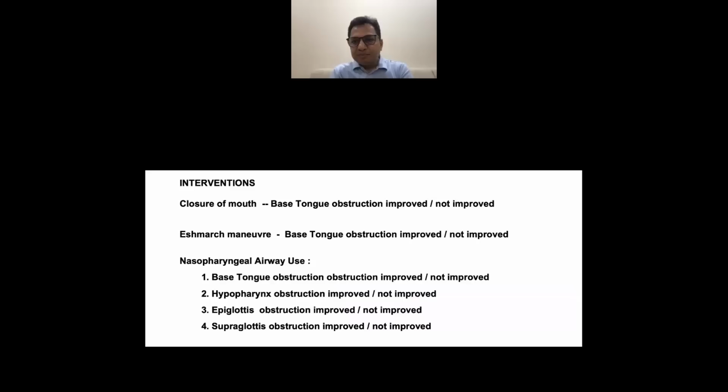Then while doing DISE, you can do different interventions. So closure of mouth, if you close the mouth, what will happen? Now, if you see a base tongue collapse, epiglottic collapse, and you close the mouth and it stops collapsing, is there a need to do the epiglottic or base tongue surgery? No. Then what is the effect of doing a SMARC maneuver? If it is a SMARC maneuver or jaw lift maneuver, if the base tongue obstruction is improved, then you can try a mandibular advancement device. Then you can use the nasopharyngeal airway. You can see whether the hypopharynx obstruction is improved or not.